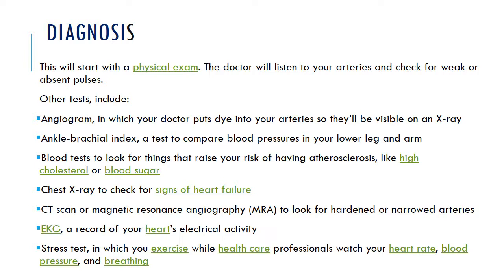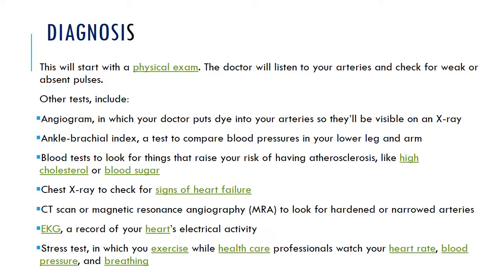Okay, a chest x-ray to check the signs of heart failure, CT scans, and also magnetic resonance angiography, MRA. Just like how we say MRI, here magnetic resonance angiography is done. That is nothing but injecting a contrast or a dye, and that is going to assess your arteries' condition, and tell us whether the arteries have been narrowed in some places, and if there is hardening of the arteries.